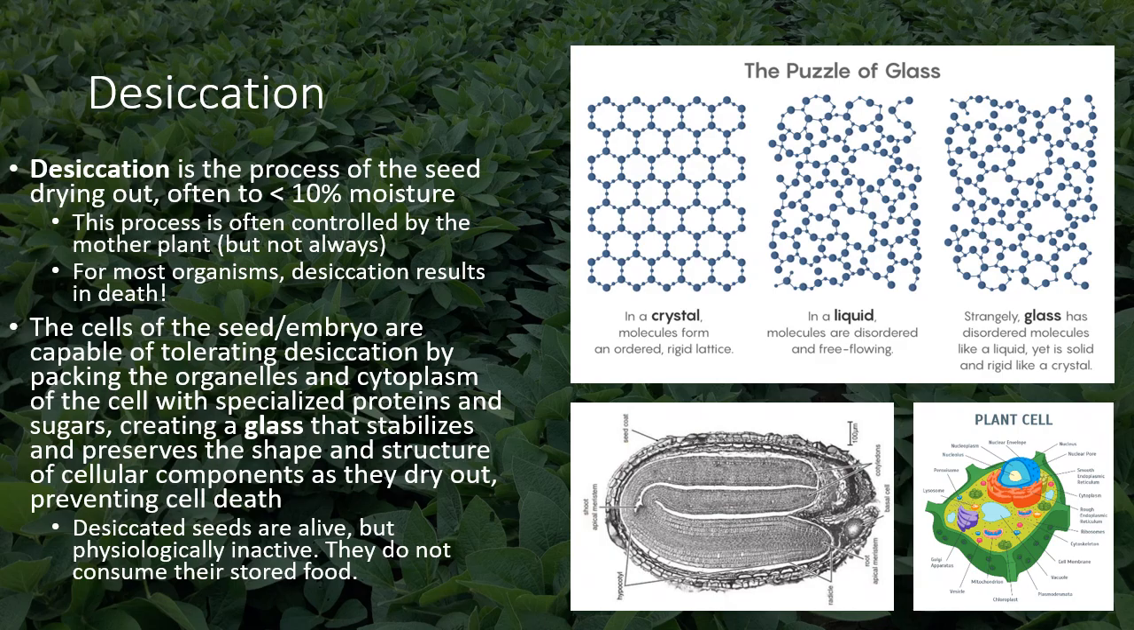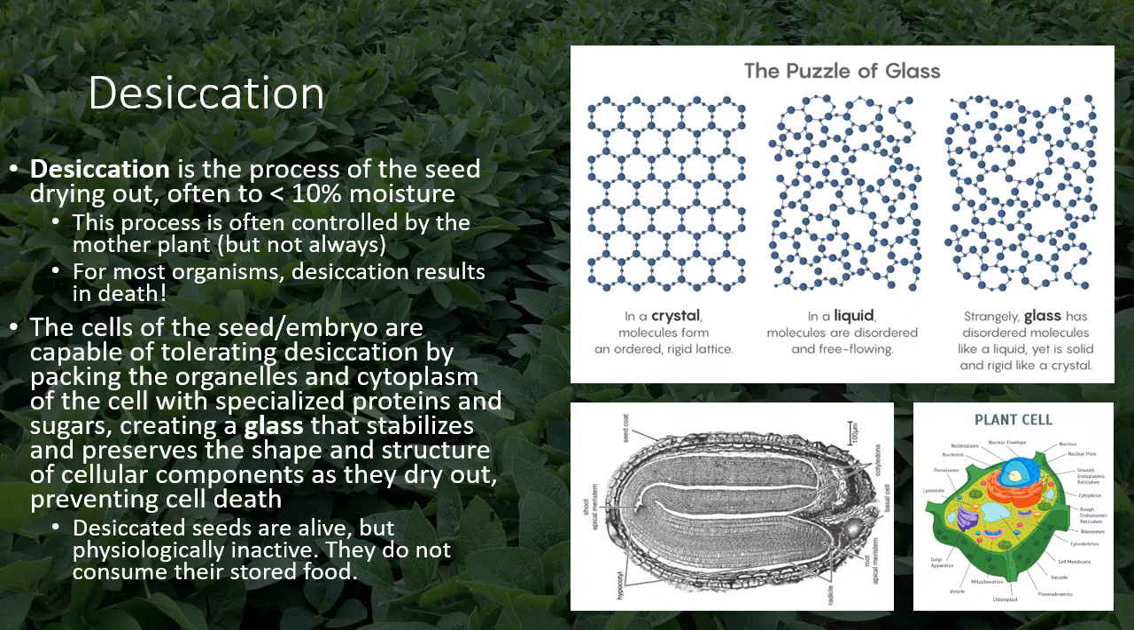To prevent this process from occurring, the cells within the embryo in a seed pack all of their organelles. If it's been a while since you've taken any kind of cell biology class, the organelles are the little organs within a cell that make it function. And the cytoplasm is basically the gel or the liquid within which the organelles are floating, as it were.